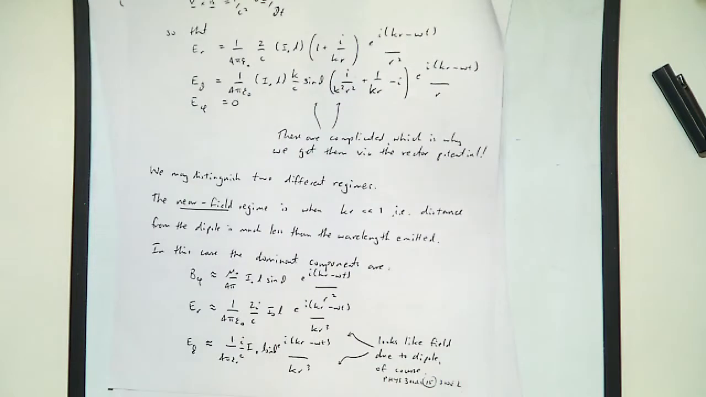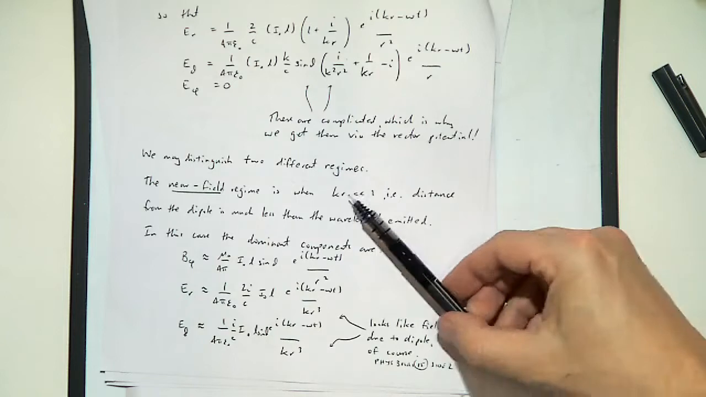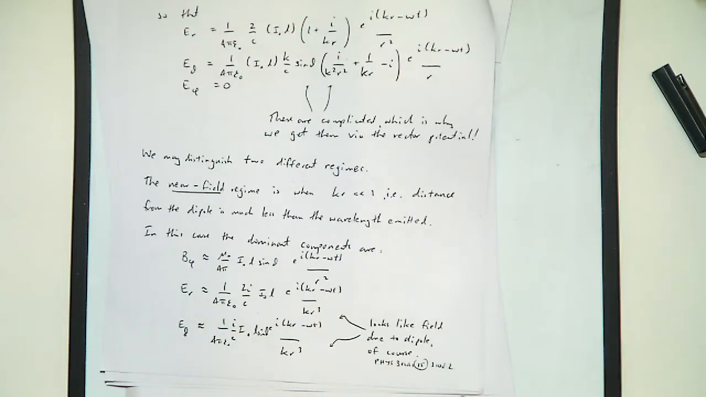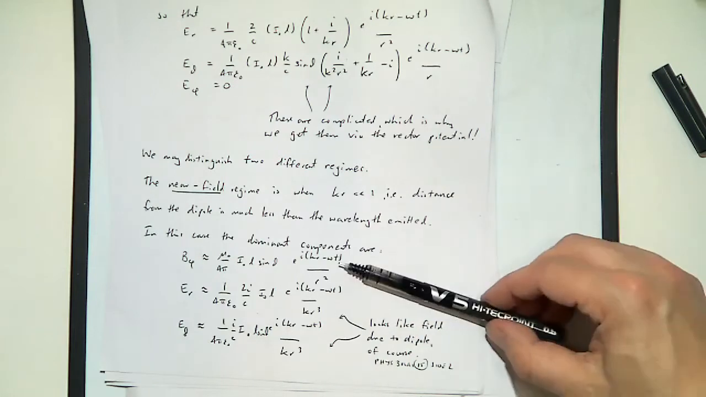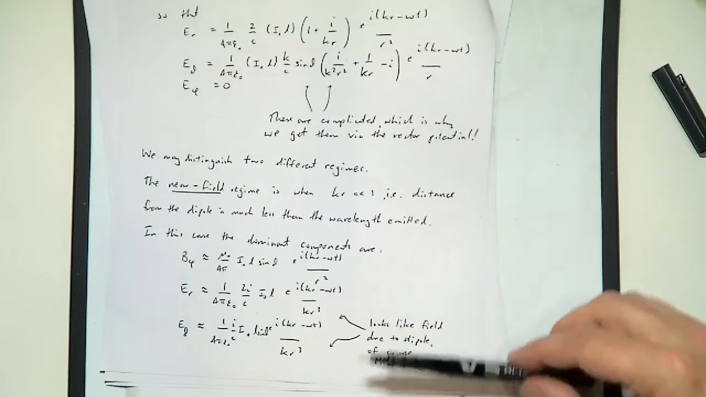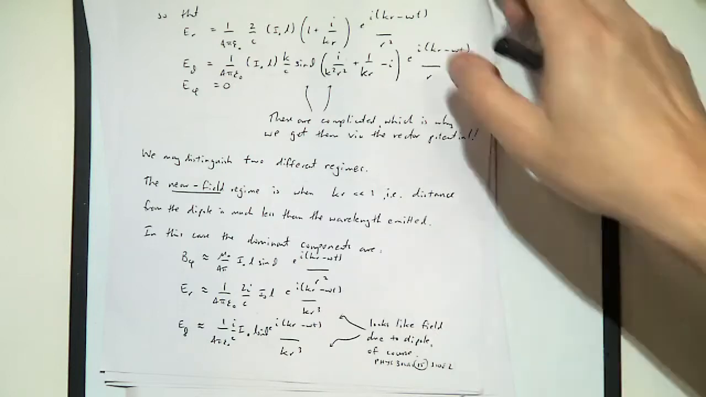So you have a near field regime, and we can code that by saying it's when kr is much, much less than 1. So remember, k is proportional to 1 over the wavelength. What we mean by that is the distance from the dipole is much less than the wavelength being emitted. That's what kr much less than 1 means. So in this situation, we have three components. We have the dipole component here that falls as 1 over r cubed. Okay? That's our near field regime.